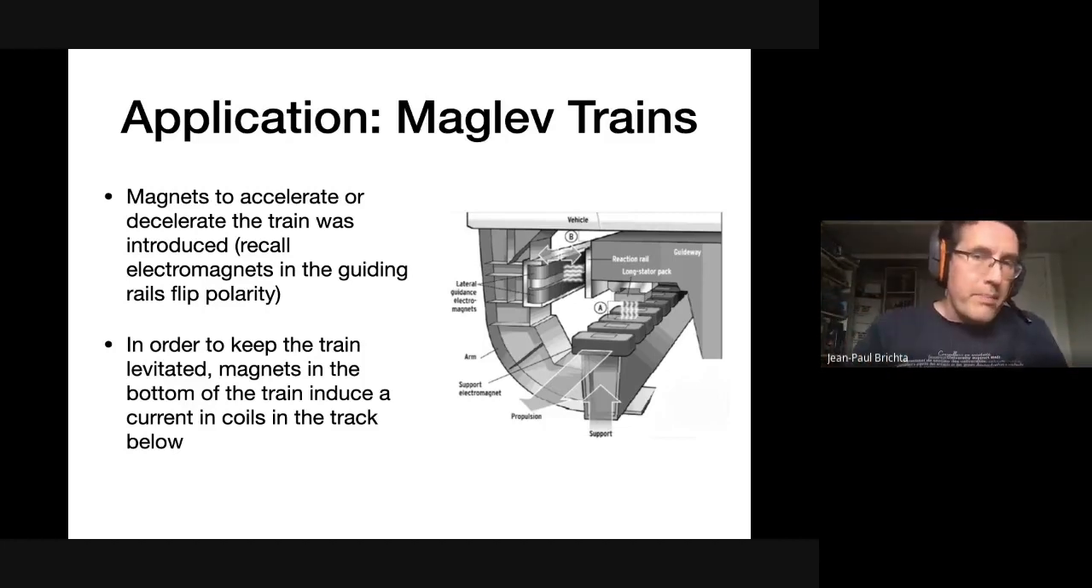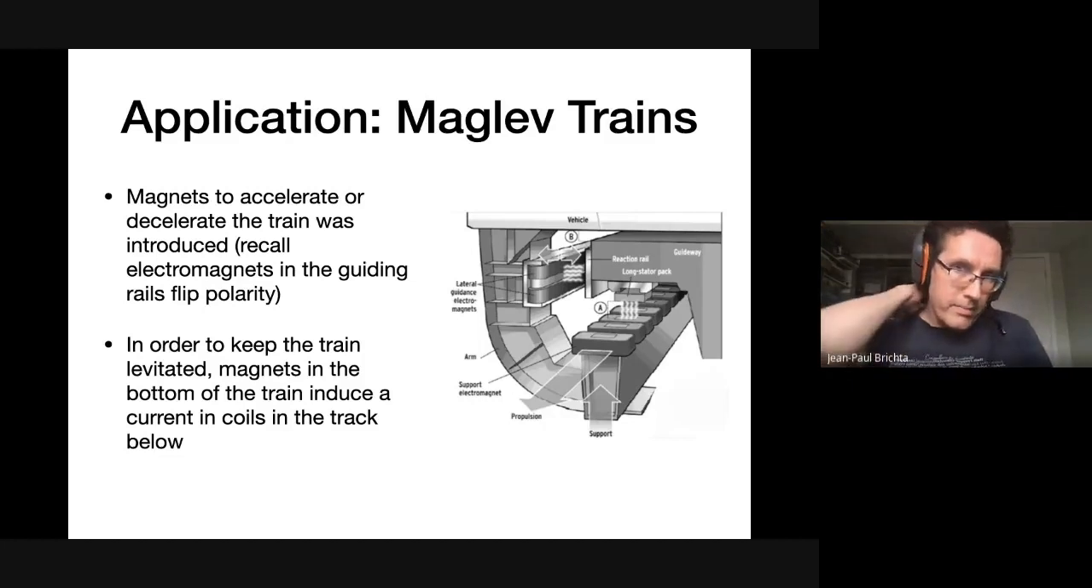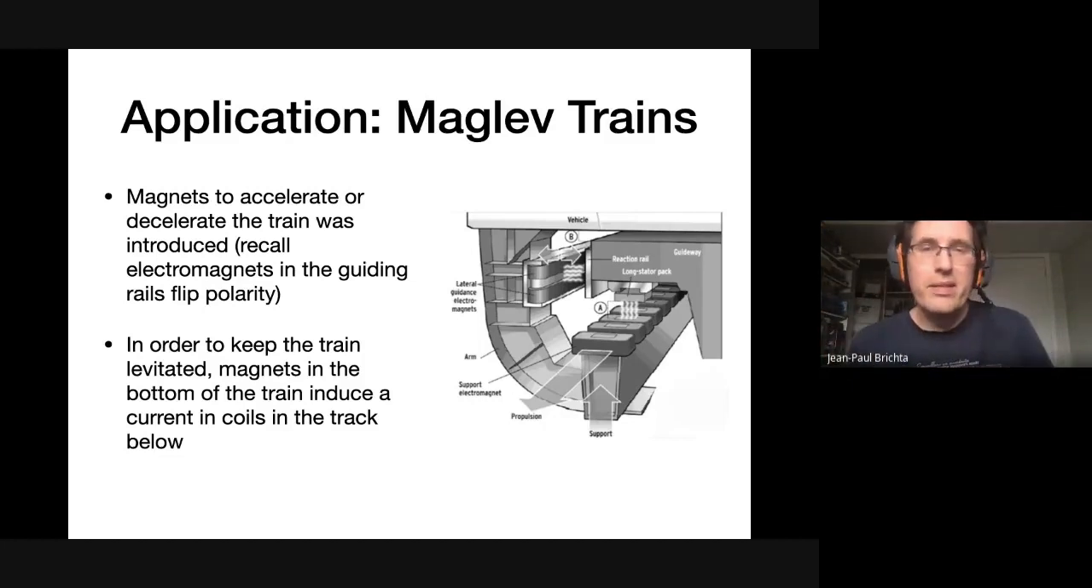The ones on the bottom, on the other hand, are the ones that actually levitate the train, and this is pretty cool. If you look at the bottom of this train, you've got these little bricks below the train that are called the support electromagnets. These electromagnets basically create a constant magnetic field. And then on the bottom of the train, you basically just need to have a coil. I'm really simplifying things because I'm not a train engineer.